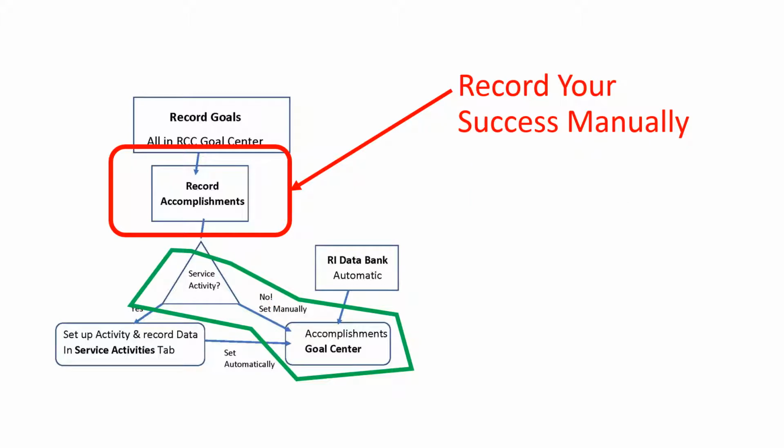The second way is manually. The majority of the goals will set accomplishments through this method. You go to Rotary Club Center, you go into the Goal Center tab, and then you edit the information that you have there by entering your accomplishments. The vast majority of goals are done this way.